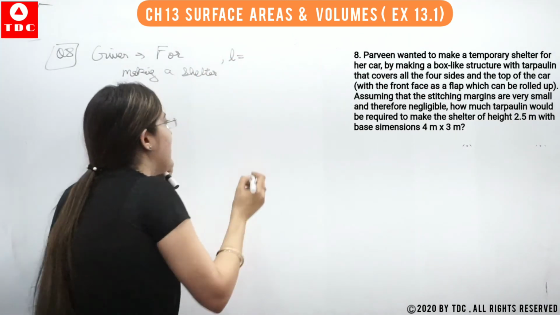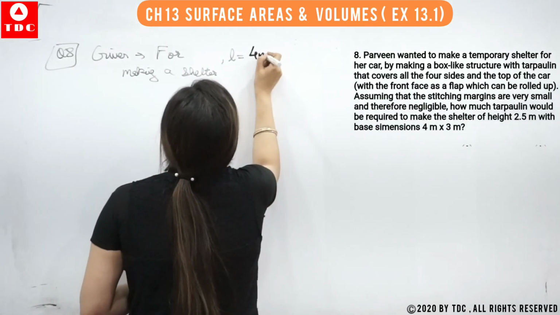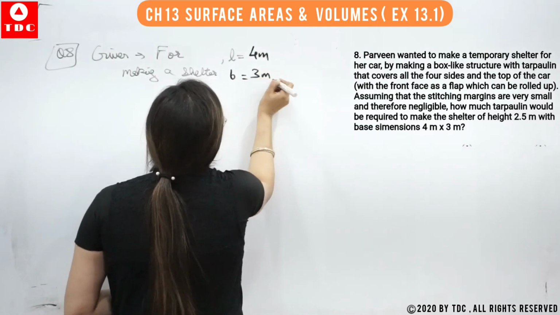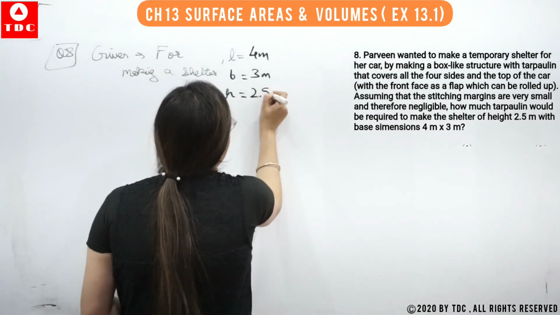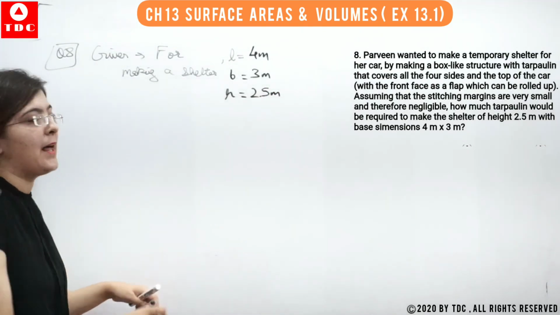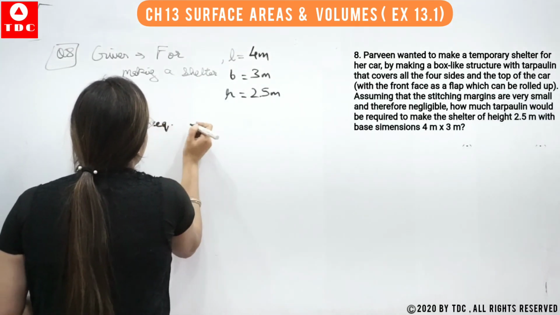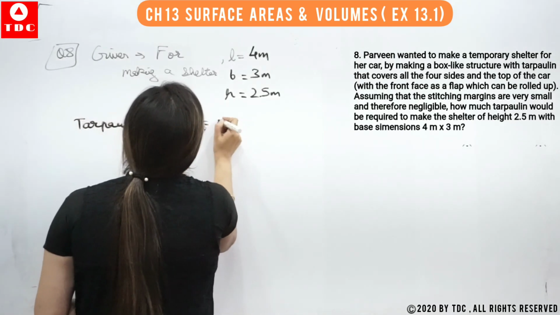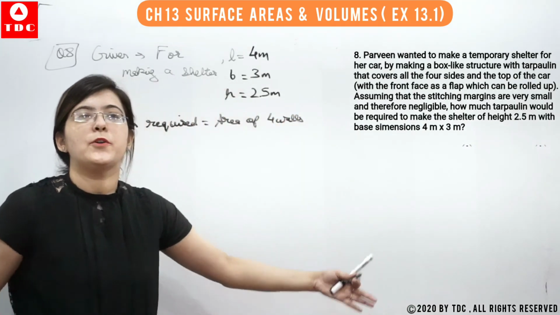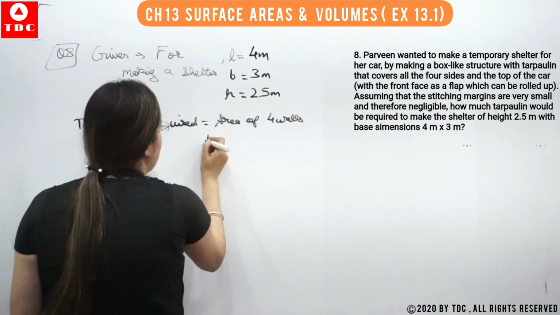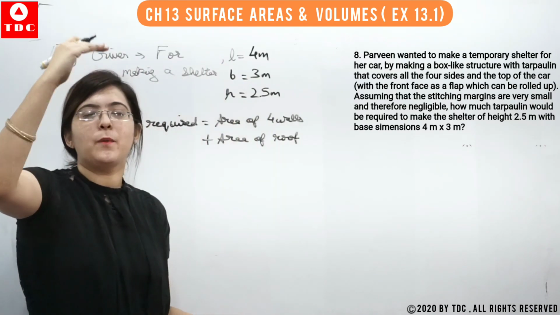Okay, the length and breadth are given 4 meter and 3 meter. Length is 4 meter, breadth is given 3 meter. And how much height is given? Height is given 2.5 meter. Okay, so what will be the tarpaulin required? Tarpaulin required will be equal to area of 4 walls. Okay, that means it wants to cover all the four surfaces plus area of roof. Area of roof, that means shelter will require a roof.